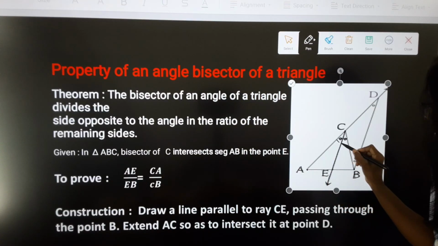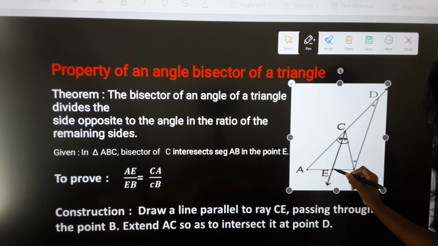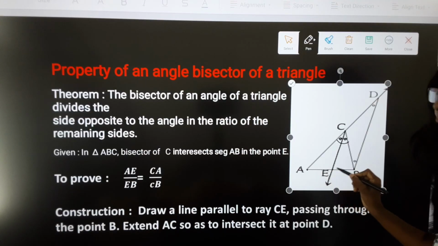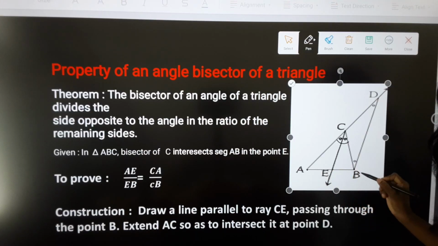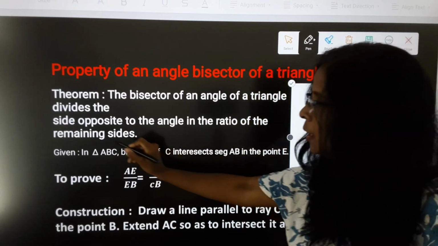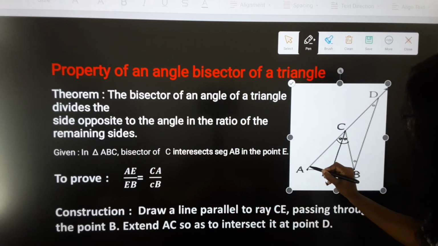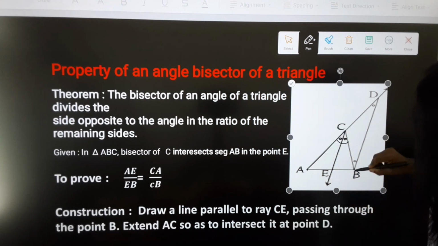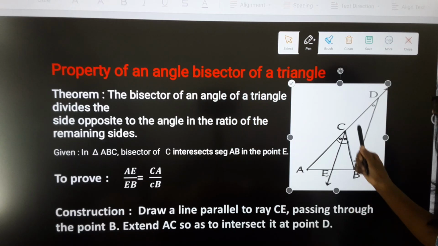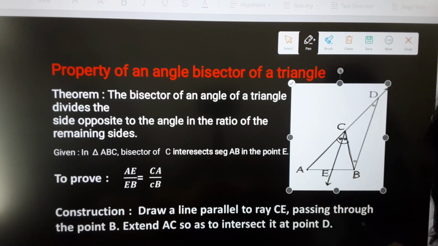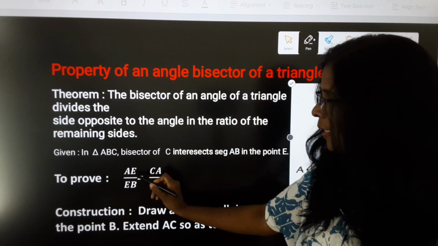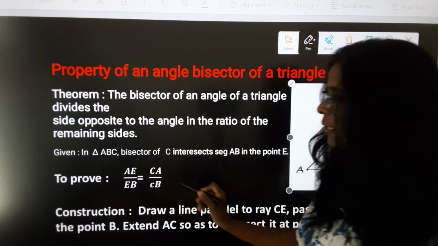Okay, this is the angle bisector and the opposite sides are AE and EB. Their ratio is AE and EB, students. And that is equal to the ratio of the remaining sides. So the remaining sides are CA and CB, students. So the ratio is CA upon CB. So that means we have to prove that AE divided by EB is equal to CA divided by CB.